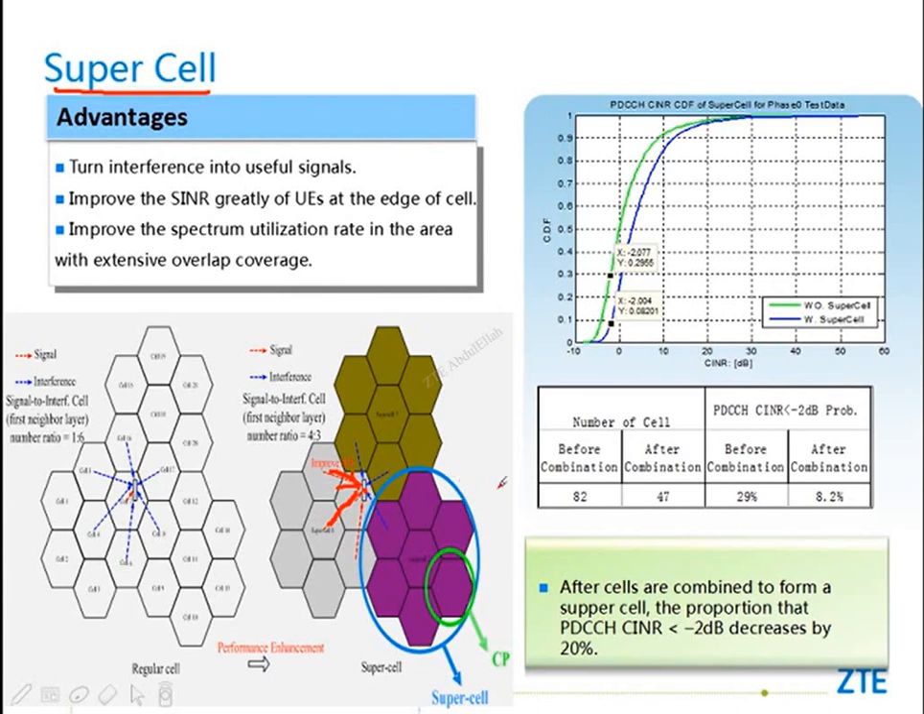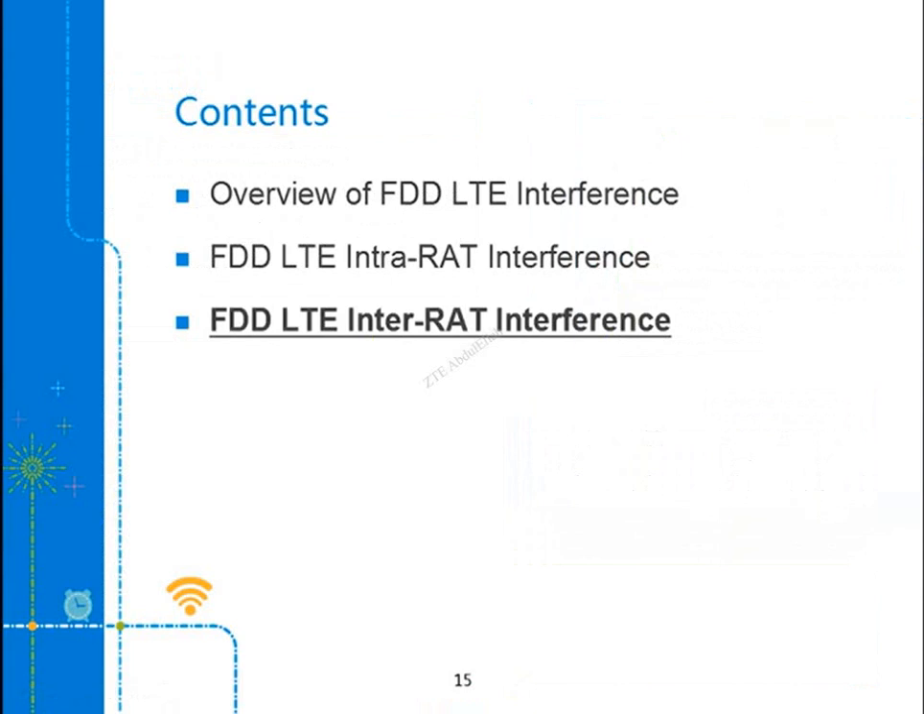So now we have learned the interference about the. Now we see the last topic about FDD LTE inter-RAT interference.